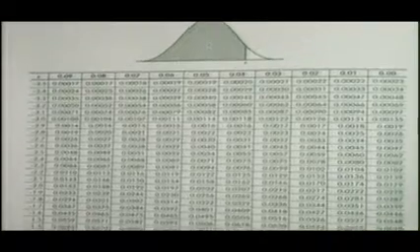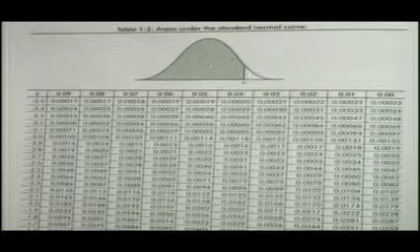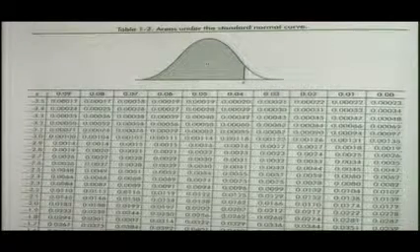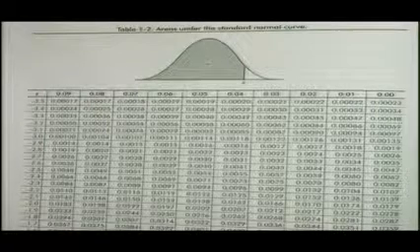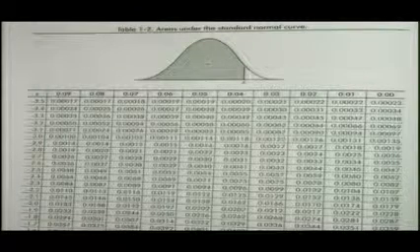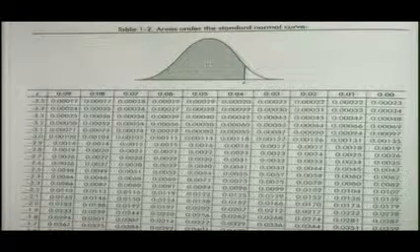I'm going to pull this up. This is a standard normal table. We define Z as the X value minus the mean, divided by sigma. We calculate Z and go here.